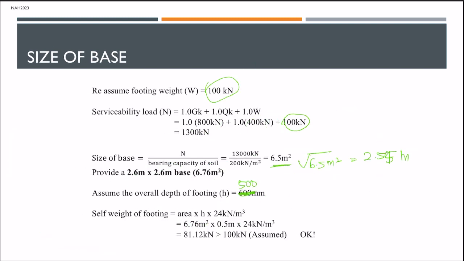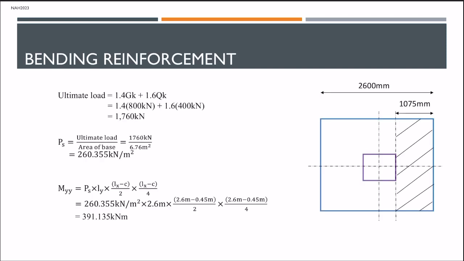ni. Sebab tak ada apa yang bertukar, kita just tukar hasil footing weight kat sini, tapi the dimension of the footing masih sama. However, bila kita compare dengan assume footing weight kita, which is 100, okay sebab dia lebih kecil, lebih kecil daripada that 100 kilonewton assume. Right, so next, kita akan kira the bending reinforcement since kita dah dapat the dimension of the footing.